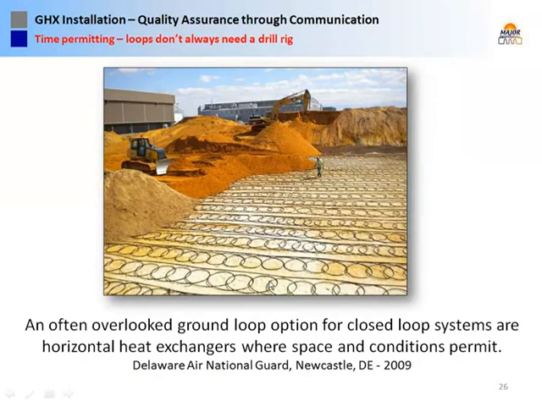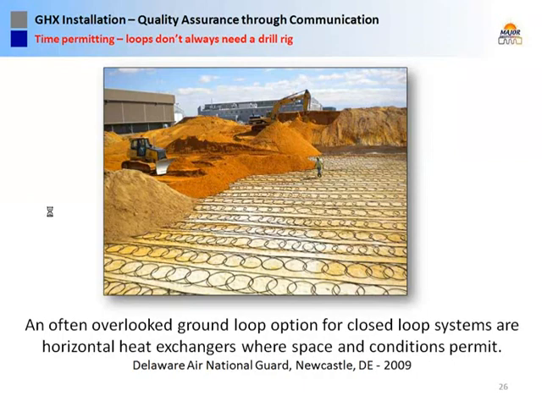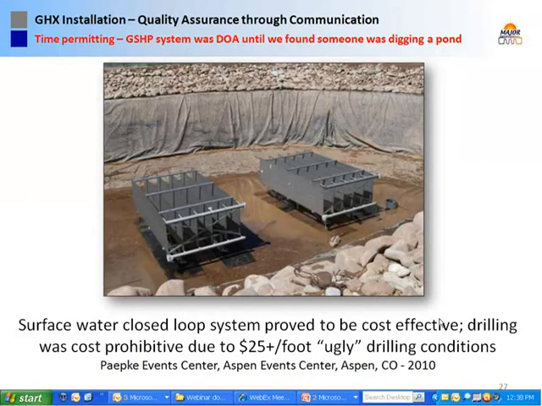And then on another project, sometimes for whatever reason we can't drill them, so we go horizontal. That's for a National Guard facility in Delaware. It's a pit loop on steroids. And then on this project, the job was going to die because we were in very ugly, rocky conditions that the drillers were just having all kinds of problems with. And then we find that the client was going to have some big ponds outside of the building. And so we spec'd a surface water heat exchanger. And those are EnviroPlates.